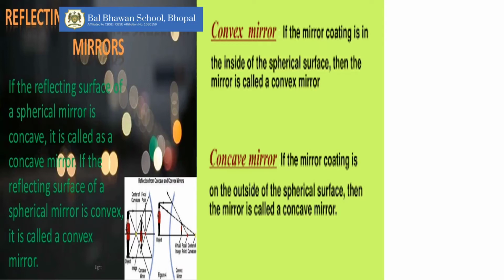Got it? So in case of a convex mirror, the coating is inside of the spherical mirror, whereas in case of a concave mirror, the coating is on the outside of the spherical surface. And let me tell you that if the reflecting surface of a spherical mirror is concave, it is a concave mirror, and if it is convex, then it is a convex mirror.